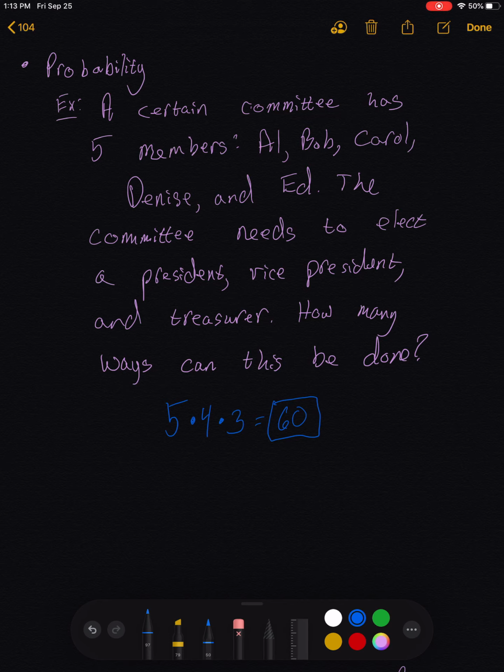Now notice this 5 times 4 times 3, that's kind of a factorial, but there are some pieces missing. 5 factorial would be 5 times 4 times 3 times 2 times 1. So we have part of 5 factorial, but we don't have those last couple of factors. And that should lead us to expect that perhaps there's a formula to do this that relates to factorials.